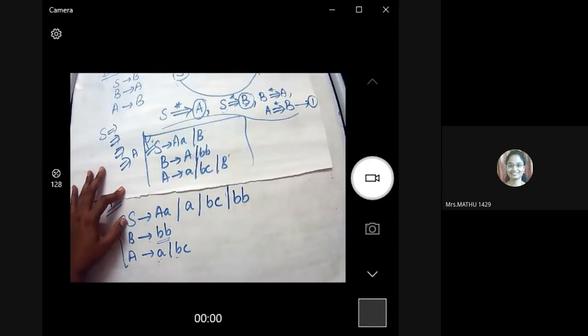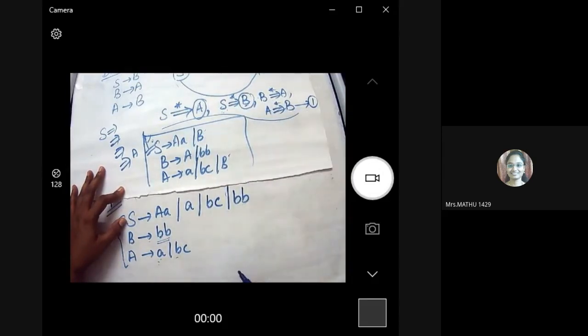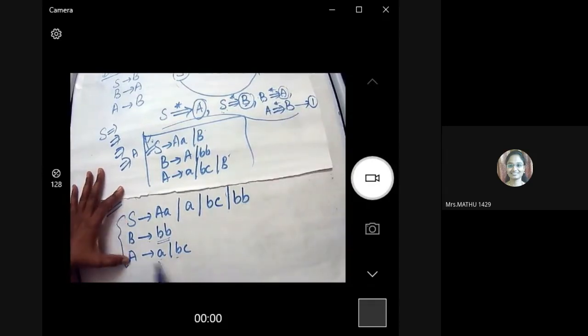Okay, so now that is over. Now the next one, B derives A. That means the productions of A can be added to B. What are the productions of A? A or B. So this can be added to B.